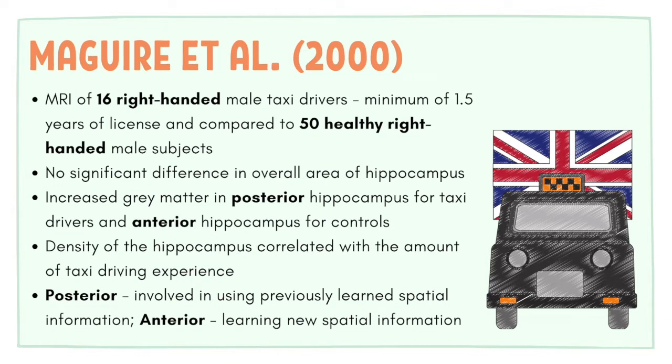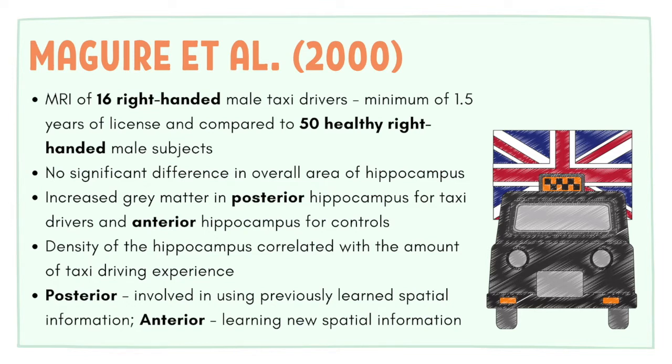Furthermore, the voxel-based morphometry, basically the VBM, revealed that the density of gray matter in the taxi drivers' hippocampus was positively correlated with the amount of time that they spent taxi driving. So, what that basically means is that a taxi driver who has driven for 8 years will have a denser hippocampus than one that has driven for only 2 years. So the more you've driven, the more dense your hippocampus is.